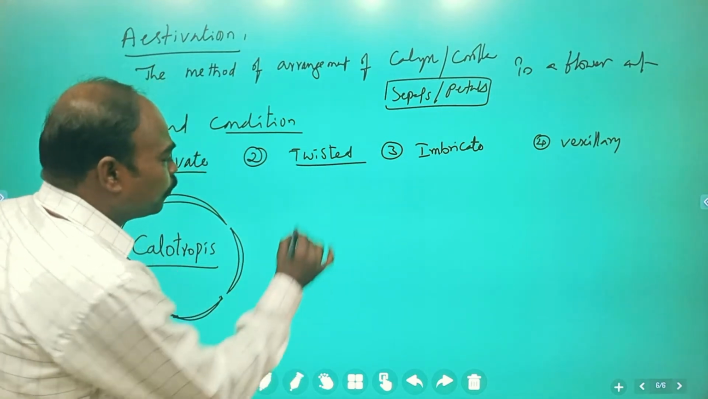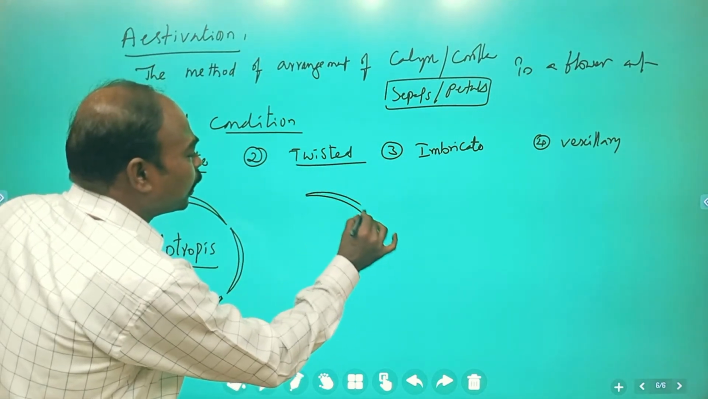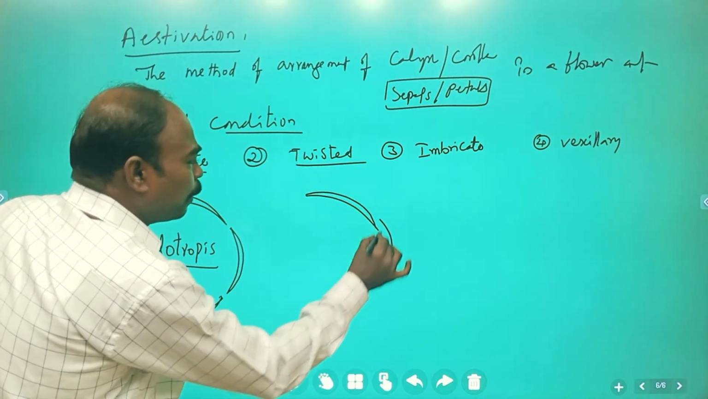Then you see twisted, each and every petal or sepal overlaps the next one.